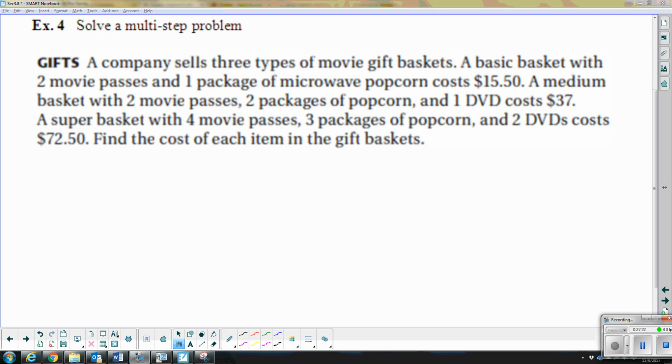So a company sells 3 types of movie gift baskets. A basic basket with 2 movie passes and 1 package of microwave popcorn costs $15.50. So we have package A, the basic package. It has 2 movie passes, microwave popcorn, and it costs $15.50. A medium package has, well, let's highlight movie passes.